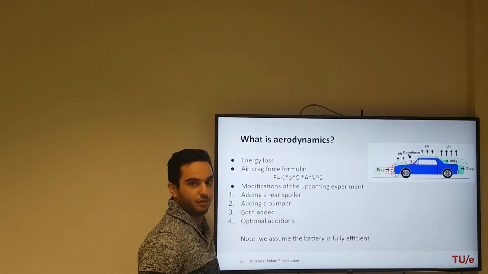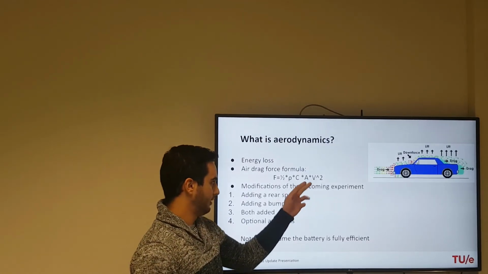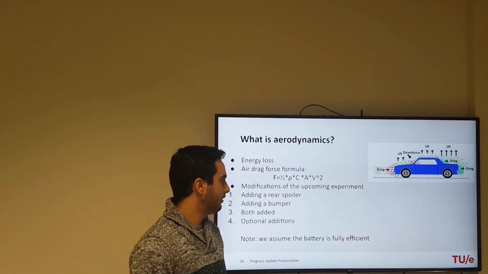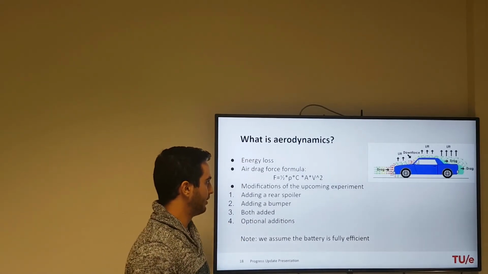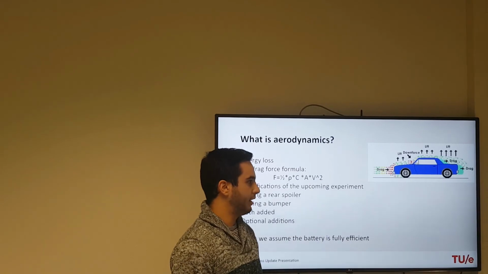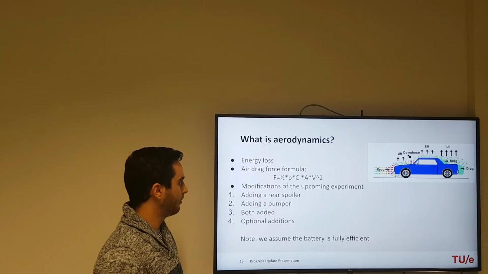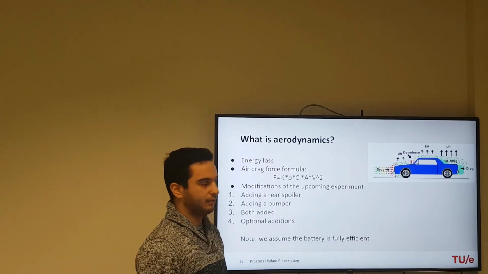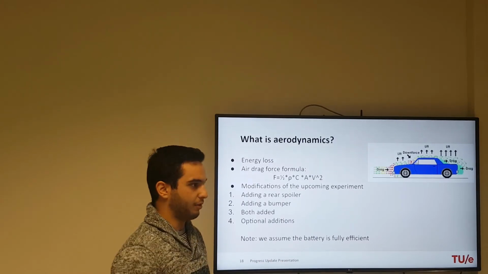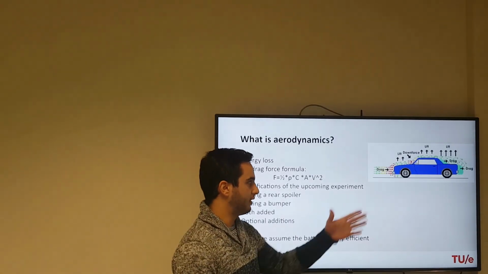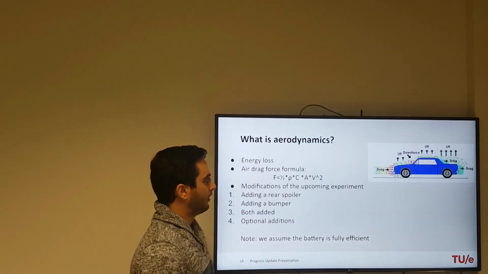ρ here stands for the air density, C is the air drag coefficient, A is the car frontal area, and V is the velocity. As you can see, the force depends on velocity quite a lot, which is squared. Therefore, increasing the velocity 2 times is going to lead to a 4 times higher force, the aerodynamic drag, which is slowing the car down.